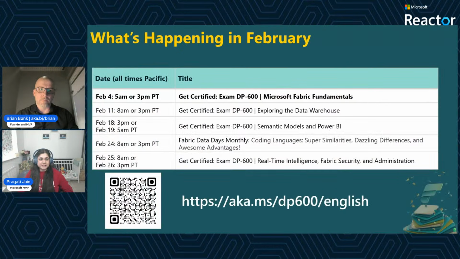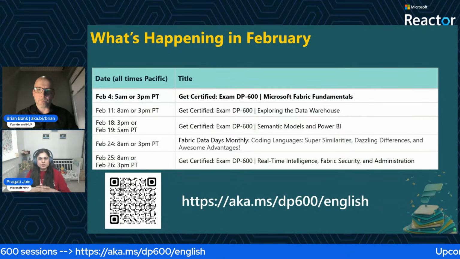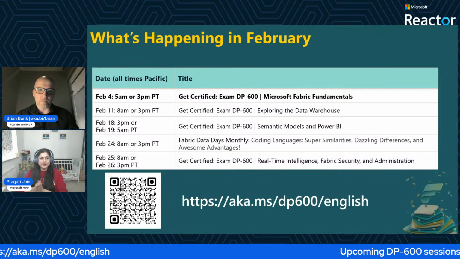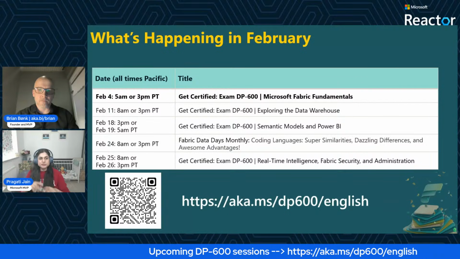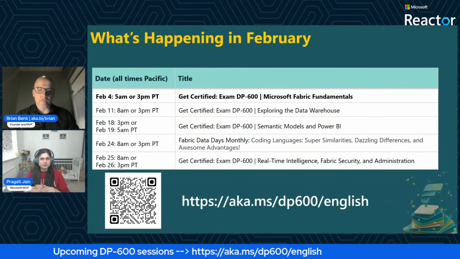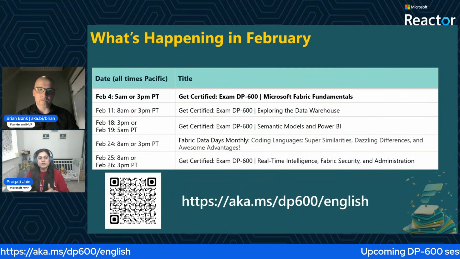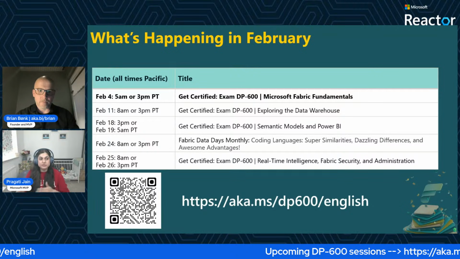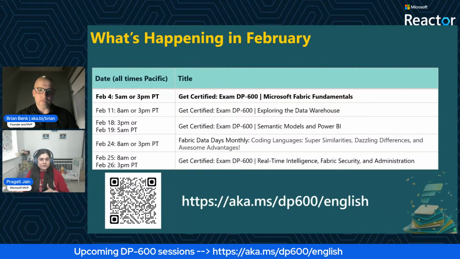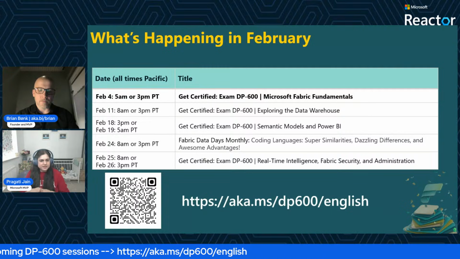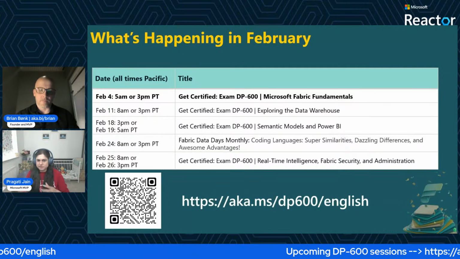So before we start anything, let's quickly go through what's happening this month of February. Today we are starting with the Get Certified first session, exam DP-600, which is Microsoft Fabric Fundamentals. Then the next one will be held on 11 February, which will be around exploring the data warehouse. Then on 18th and 19th Feb, we will have a session around semantic models and Power BI, which is also part of this series. And then Feb 24th, we move to Fabric Data Days Monthly, which is going to be a session around coding languages, basically around dazzling differences and awesome advantages around the coding.